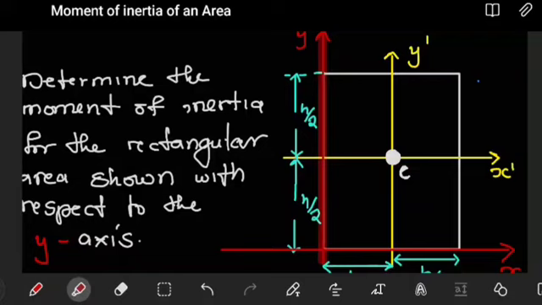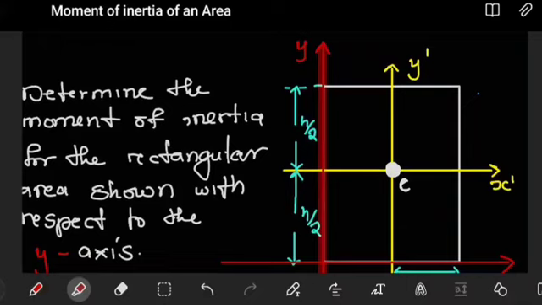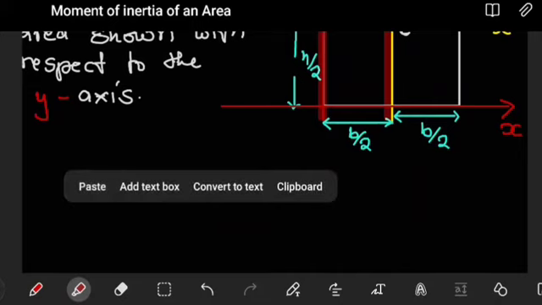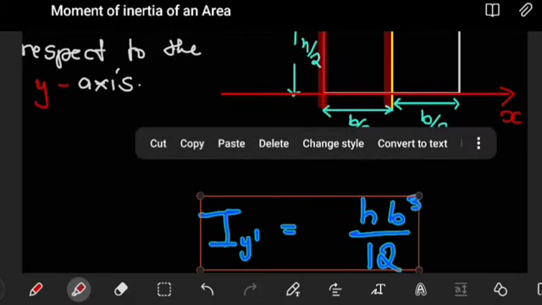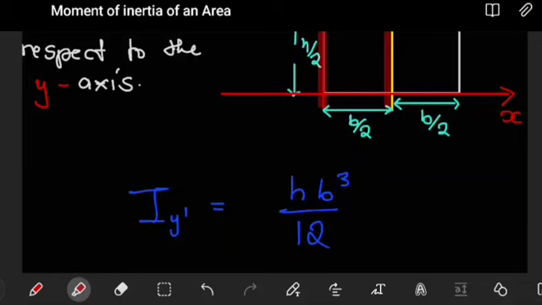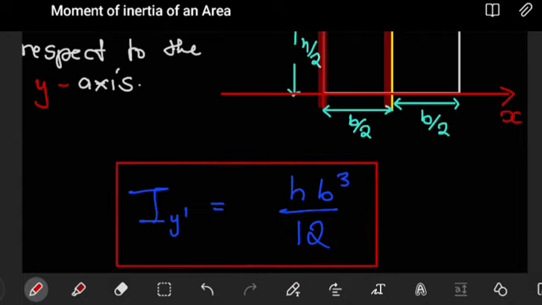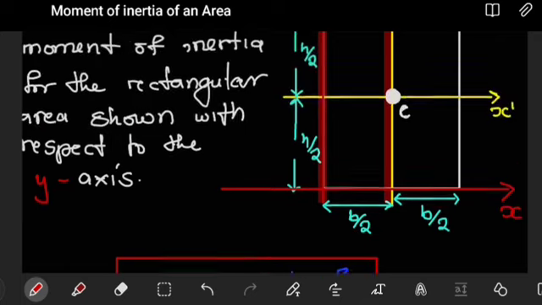Using the parallel axis theorem, we need to know the moment of inertia about an axis parallel to the y-axis but passing through the centroid, and that would be this one here, the y prime axis. Luckily for us, we determined the moment of inertia about the y prime axis earlier, I think in the previous video. You can look at that if you haven't. So this is the moment of inertia about the y prime axis.